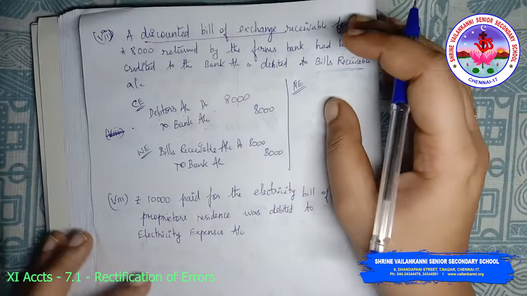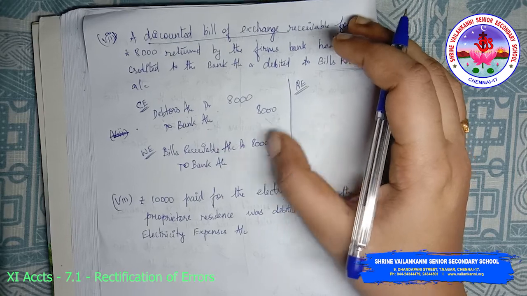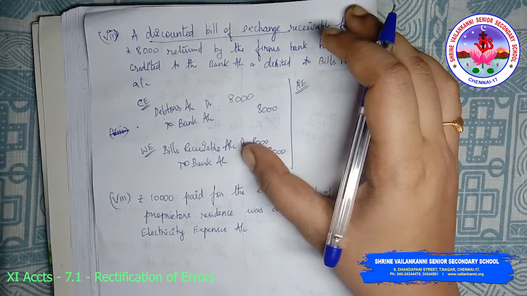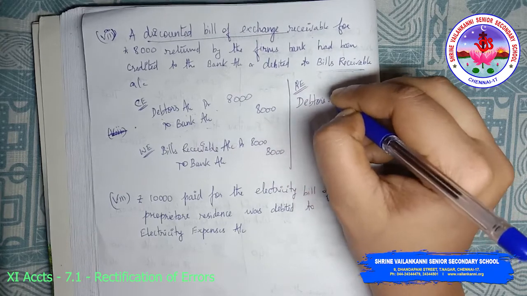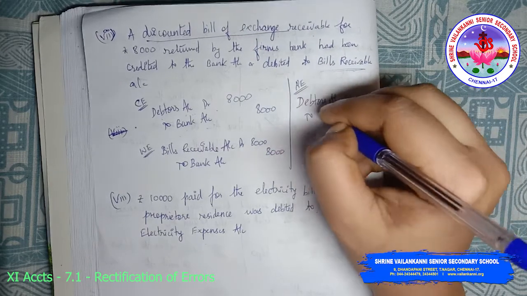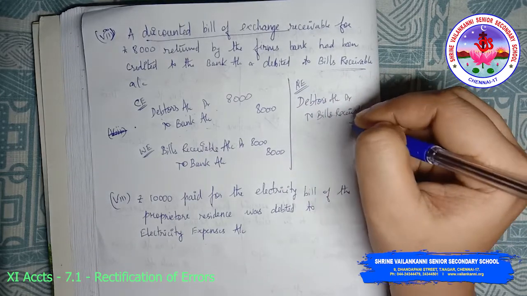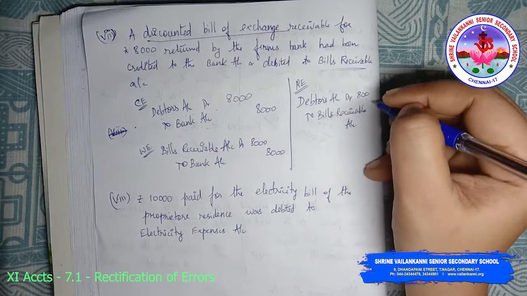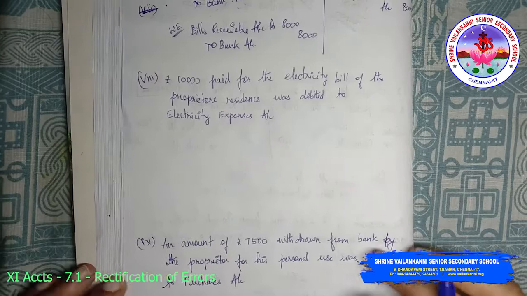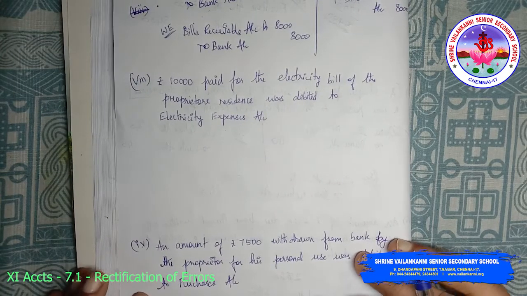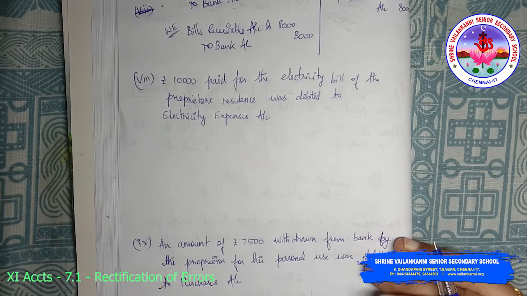Now what is the rectified entry? Rectified entry is what is actually to be debited? Debtors. What is wrongly debited? Bills receivable. So we need to write what is correctly to be written. Debtors account debit to bills receivable account, 8,000. Hope this is clear. The next one is 10,000 paid for the electricity bill of the proprietor's residence was debited to electricity expenses account.